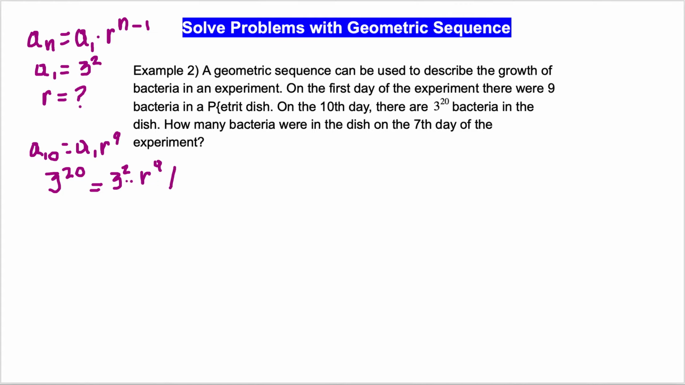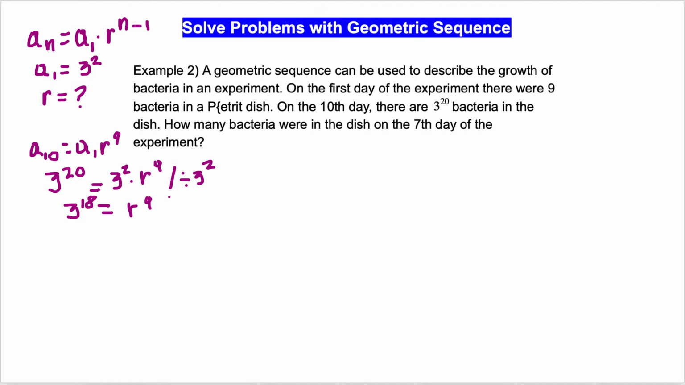We want to divide both sides by 3 squared. When we divide both sides by 3 squared, on this side there remains just R to the power 9. On the left side, 3^20 divided by 3 squared leaves 3^18. So that's what we have here.